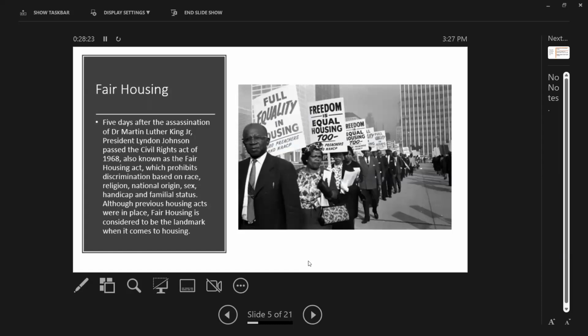This is the big one. Five days after the assassination of Dr. Martin Luther King, the federal government responded by passing the Civil Rights Act of 1968. Basically, this is the holy grail when it comes to property management. Don't discriminate on the basis of national origin, race, sex, handicap, or familial status. There have been other additions onto that, of course, with LGBTQ and others. So we have to be very, very careful.